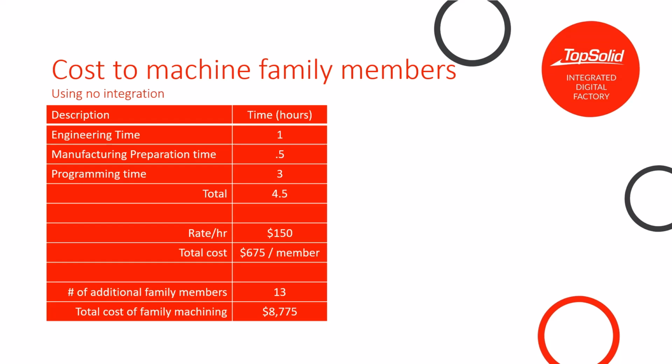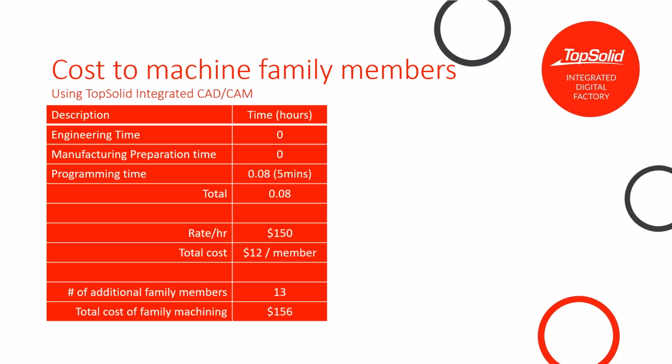Maybe the manufacturing preparation time is faster because you can reuse some of the stuff you did. So we'll put a half an hour for that. Programming time will still be faster because, again, you've done it now and I was just applying your process or whatever to the part. So I'm going to say it's 3 hours. Again, to write, debug, prove out, all that kind of fun stuff. So you're at 4.5 hours. Again, same rate of $150 an hour, $675 to machine a family member. There were 13 more family members to make of this specific family. So the total cost is a little under $9,000 at $8,775. Again, this is talking about using a non-integrated CAD/CAM solution.